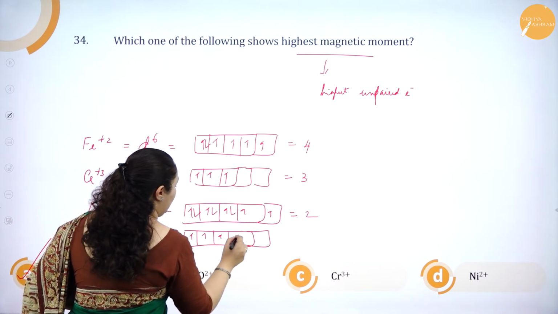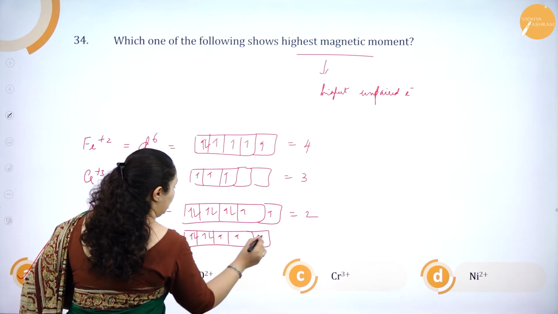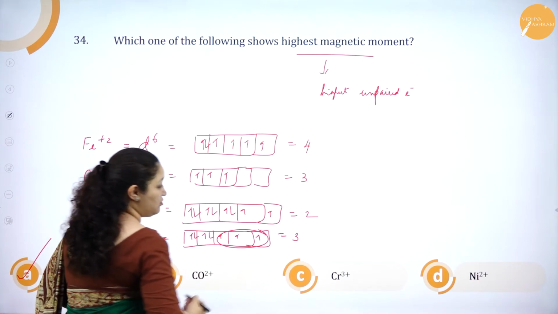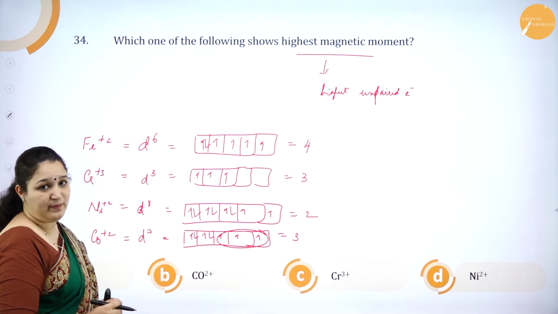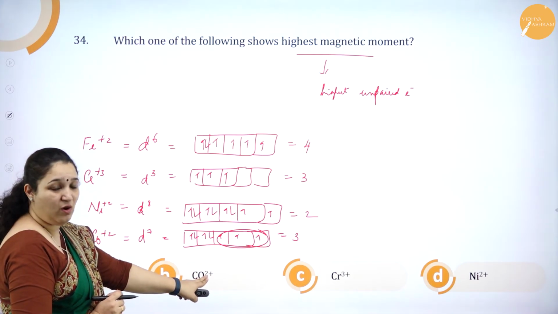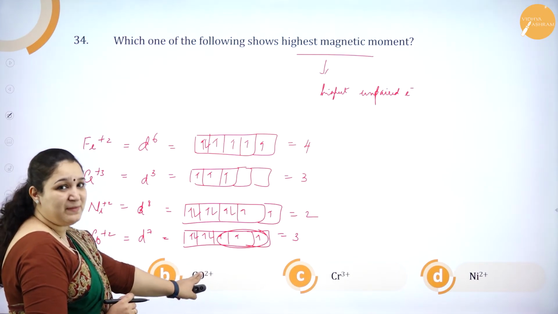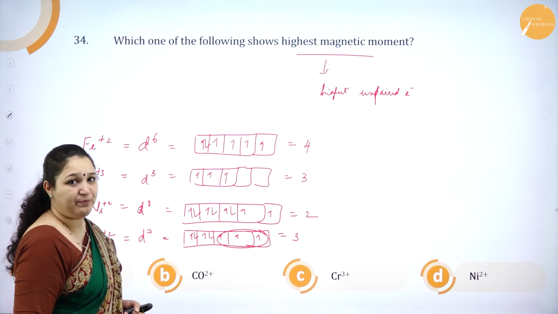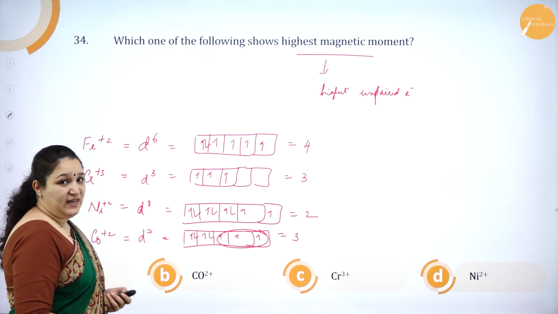1, 2, 3, 4, 5, 6, 7. You'll have 3 unpaired electrons. Even then, this will not be the correct answer. But here they have given C and O in capital, so it is a mistake in the question paper. We'll see the next question.